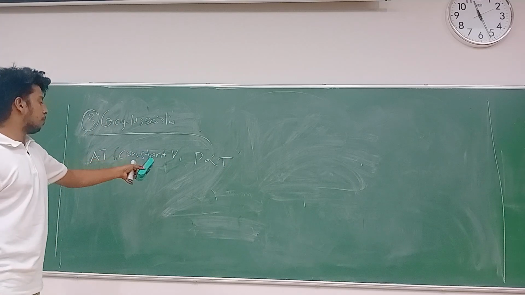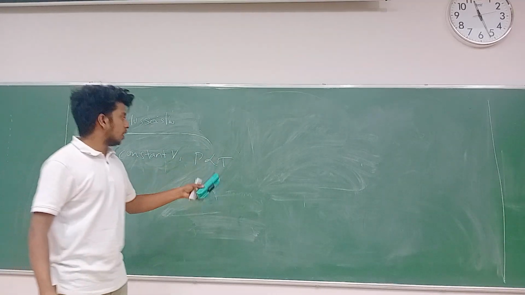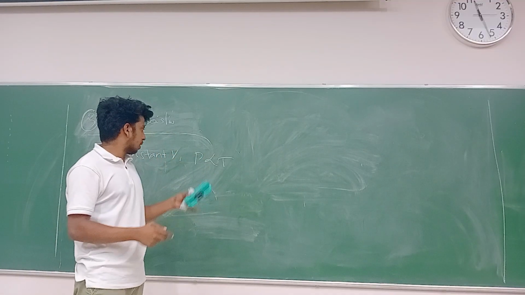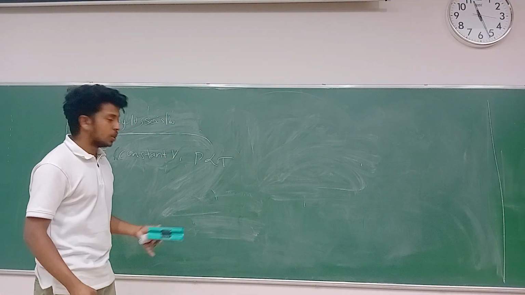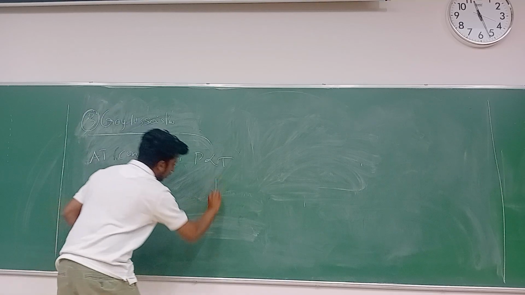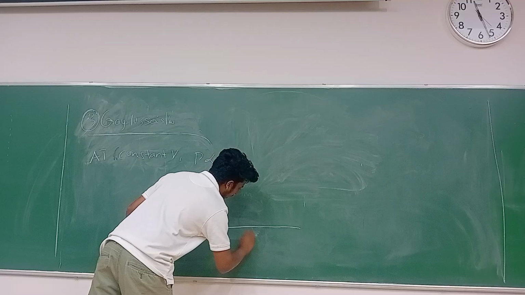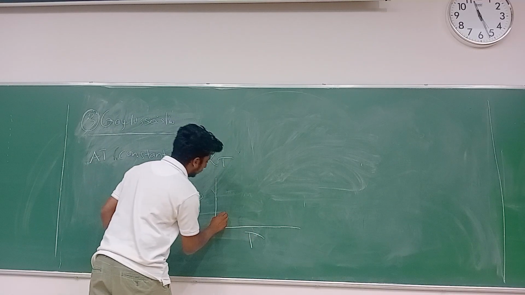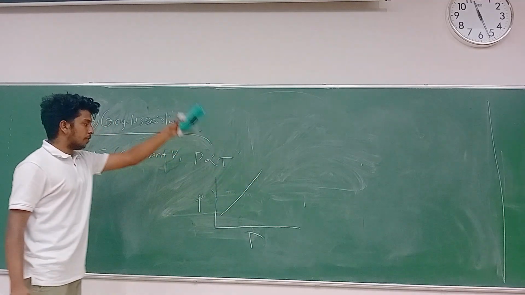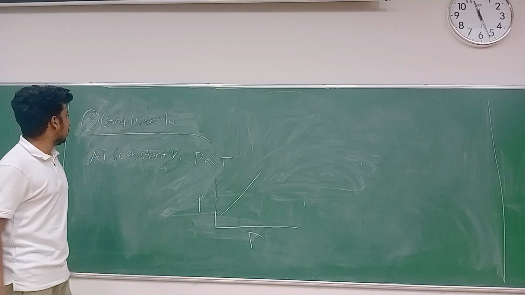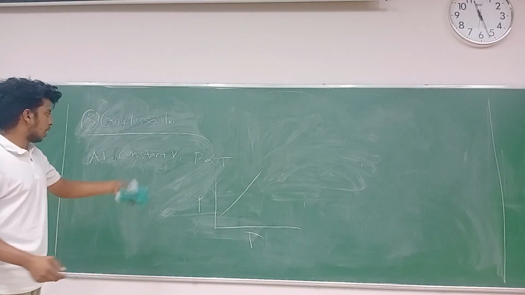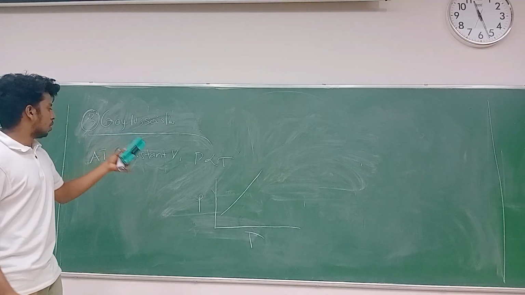At a constant volume, pressure is directly proportional to temperature. This is similar to Charles's law, where in that case it was volume and in this case it is pressure. And the graph is similar to Charles's law: pressure on the y-axis and temperature on the x-axis, so we get a straight-line graph like this, similar to Charles's law.